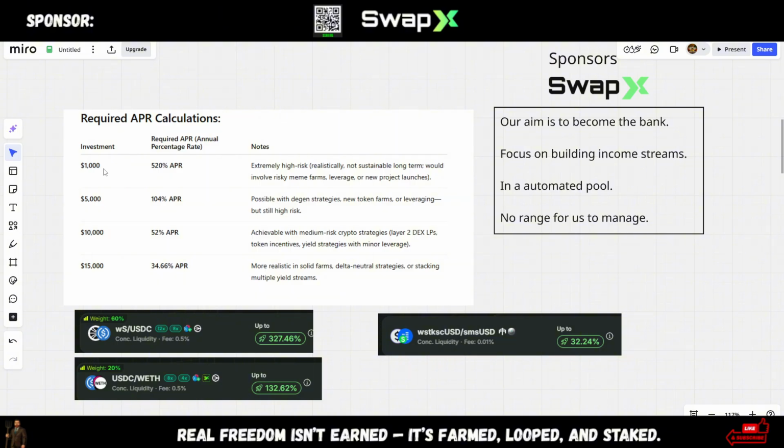So the problem here, obviously, straight away, is that $1,000 at 520% APR means we're going to be exposed to massive price swings, and our $1,000 is going to fluctuate massively. Plus, APRs mightn't necessarily stay where we want them to be, which is going to be, of course, a massive problem and something we want to avoid. We don't want to be going out of range. We don't want to be risking an amount of money on potentially tokens or pairs that we're not comfortable with. So our aim here is probably aiming for $5,000 to $10,000 into positions.